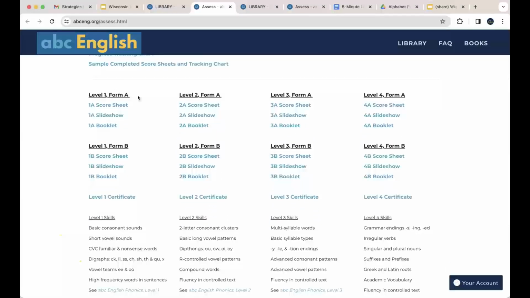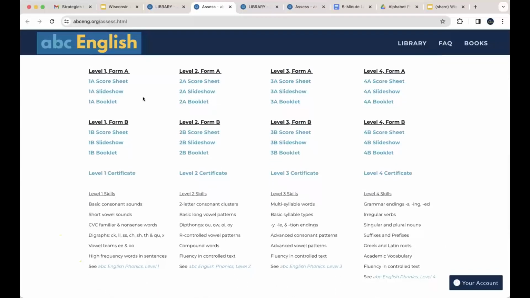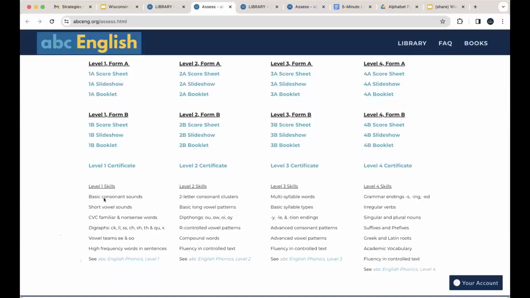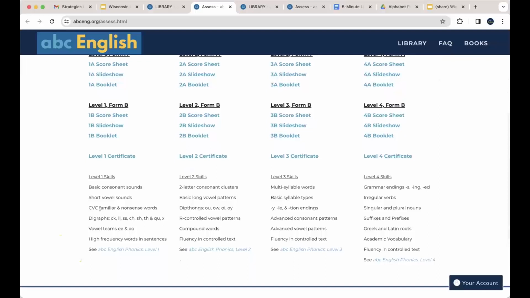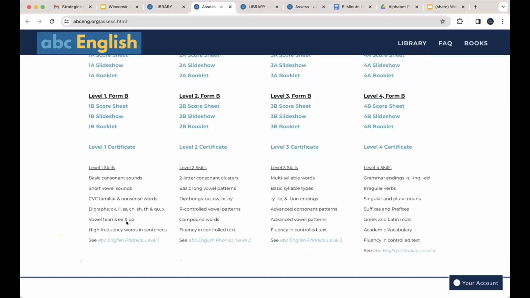The level 1 assessment is going to help you understand what the student knows about basic consonant sounds, short vowel sounds, 1-syllable simple words, digraphs, that just means 2 letters together like CH, SH, TH, the vowel teams E and OO, and then high frequency words and simple sentences. So that's what this assessment helps you understand what the student does or does not yet know in those sorts of level 1 phonics skills.